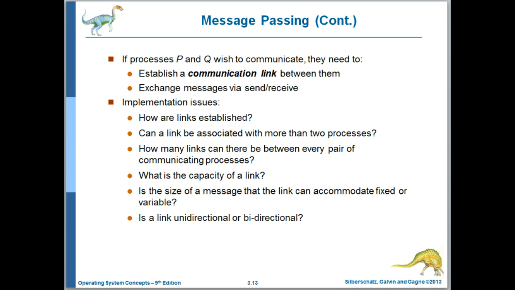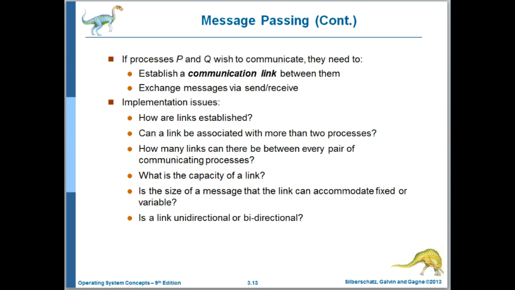How many links can each process set up? How much storage is in a link? What do the messages that are sent into the link look like? Are they fixed block sizes or variable? And finally, let's say we have two processes using the link. Can they send information back and forth in both directions? That's bidirectional communication.